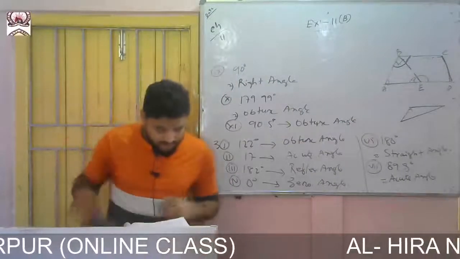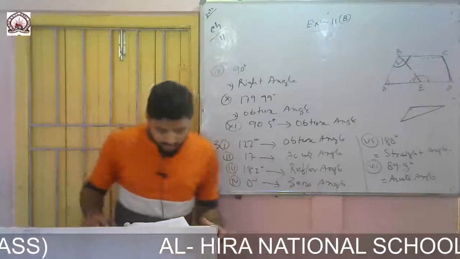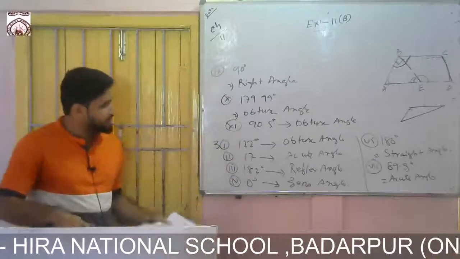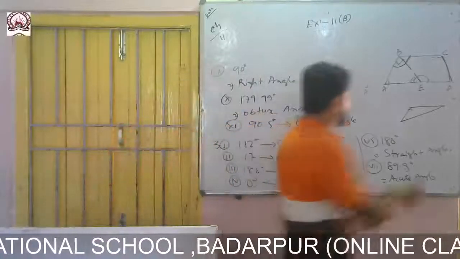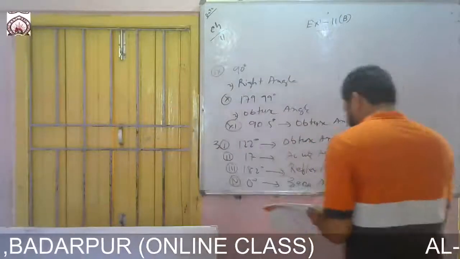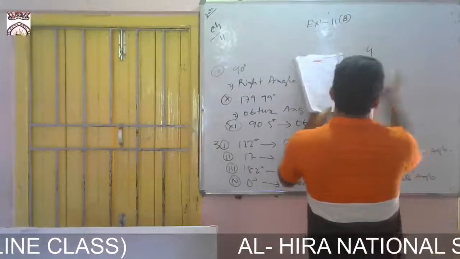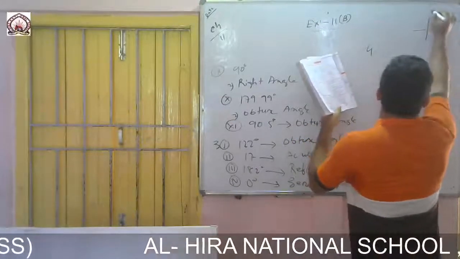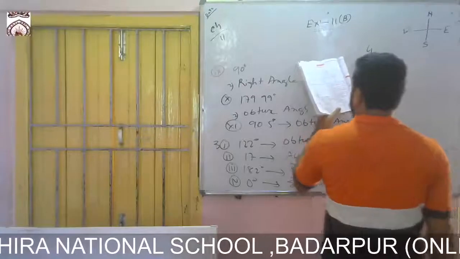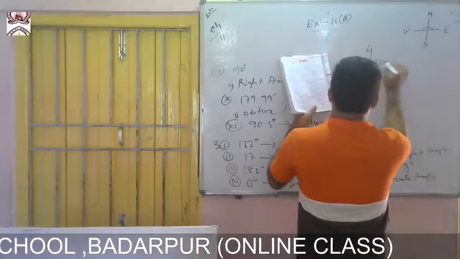Now come to question number 4. State the kind of angle in each case formed between the following directions: east to west. Let us draw. With the directions north, south, east, west, east to west is a straight line. So number 1 is a straight angle.